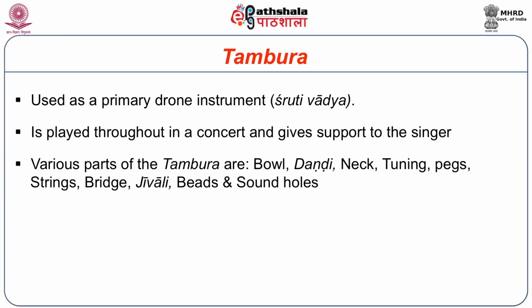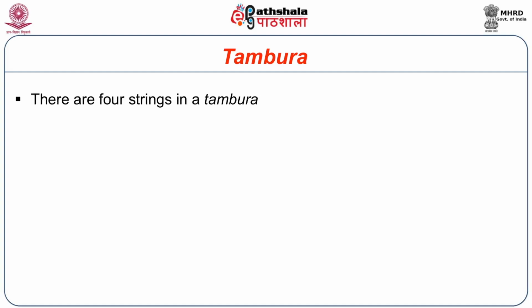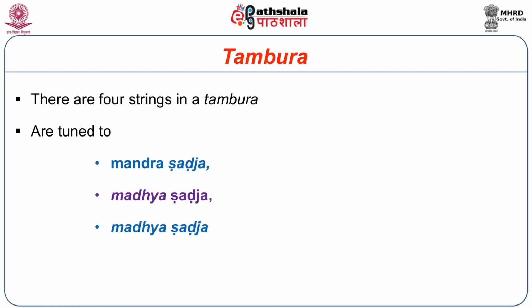The various parts of the tambura are the bowl, the dandi, neck, the tuning pegs, strings, bridge, jivali, the beads and the sound holes. There are 4 strings in the tambura and they are tuned to the mandra shajja, the madhya shajja, the madhya shajja again and the mandra panchama.